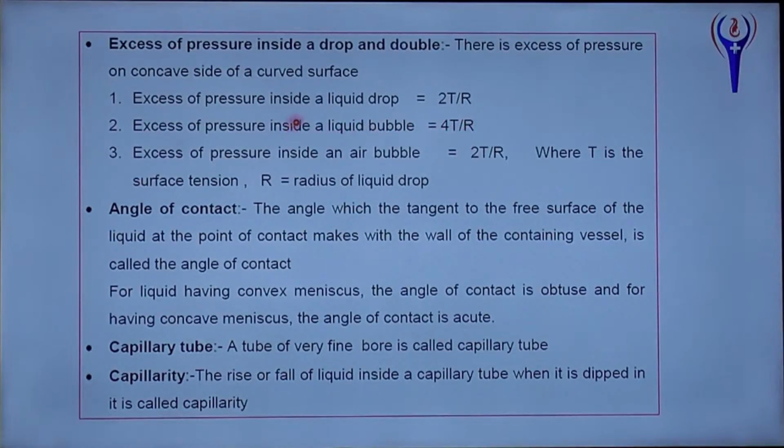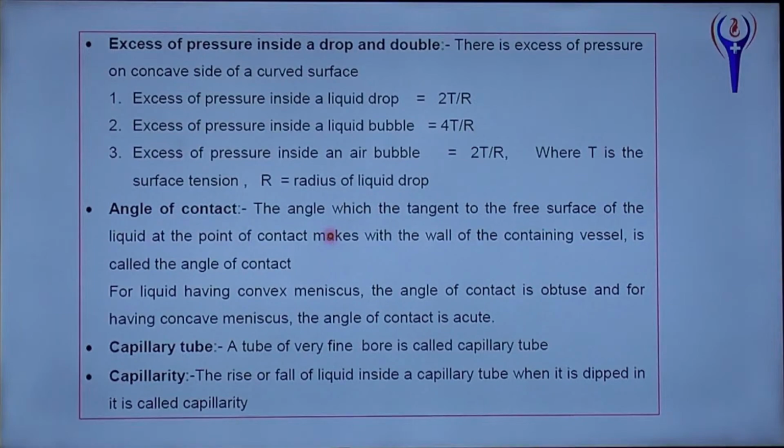So the pressure inside a liquid drop is 2T by R. For a liquid bubble, 4T by R. And excess of pressure inside an air bubble, this is for a liquid bubble. For an air bubble it means 2T by R. Here T is the surface tension, R is the radius of the liquid drop. And this R is the radius of the liquid bubble.